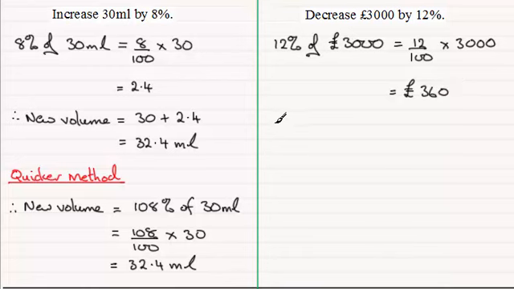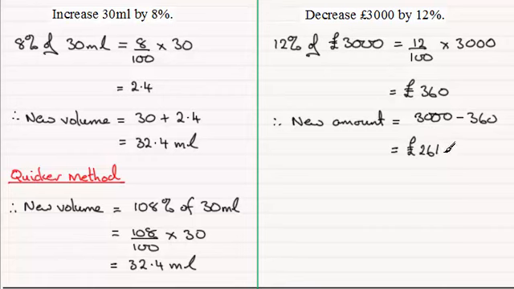So that's going to be £360. Therefore, when it comes to the new amount, all we've got to do is take our £3,000. So we've got £3,000 minus the 360, which equals £2,640. So that's the slow approach, and we want to be looking really at a quicker method.